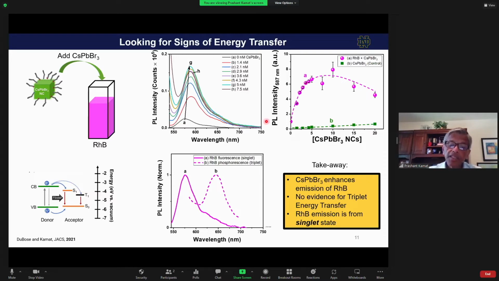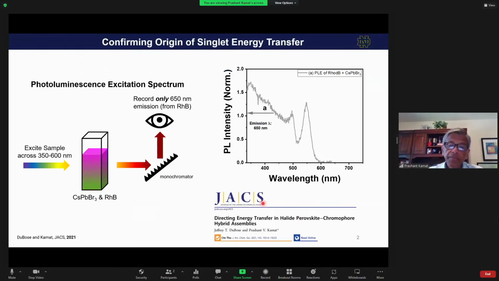Another clue, this is the rhodamine B fluorescence, the spectrum A, which gives you around 575 nanometers. And if there is a phosphorescence, it is further down. It's a lower energy. So you should see it only around the 650, 660 nanometer region, and we don't see that. So we have no evidence for triplet energy transfer in this system. So it comes exclusively from the singlet excited state.